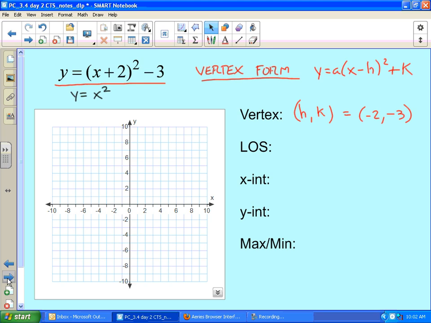So we're going to come over here, we're going to graph it. Negative 2, negative 3. That's the vertex of my graph. Now, from there, we know that my graph has to do one of two things. It either has to open up from that point or it has to go down.